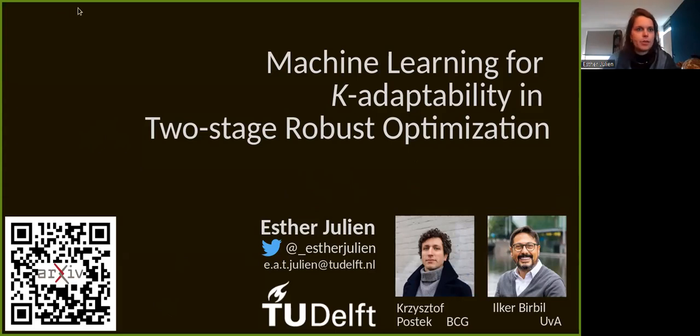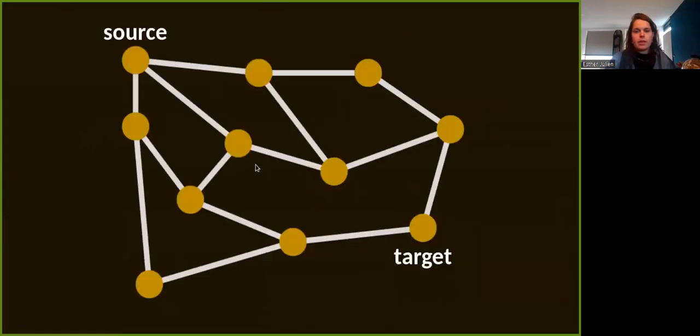Okay, so today I would like to talk a bit about my project, which I finished, I think, more than a year ago already. And it's on machine learning for K-adaptability in two-stage robust optimization. So first, I want to just give a short introduction to robust optimization.